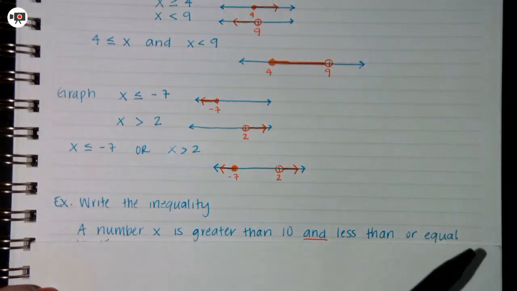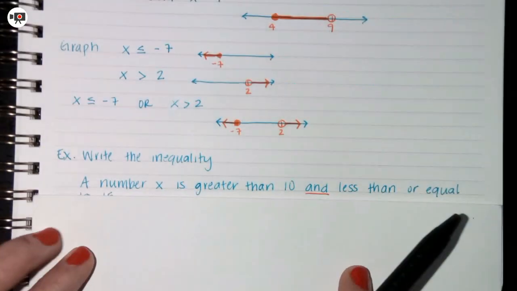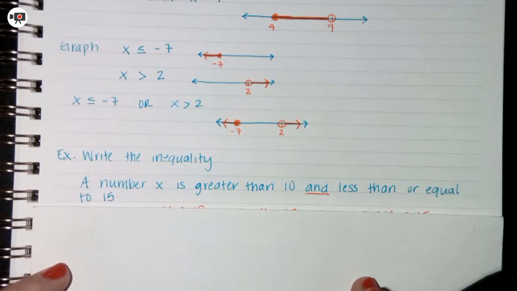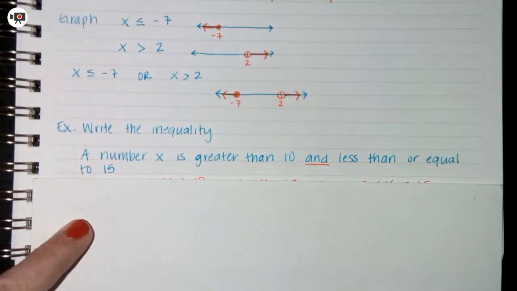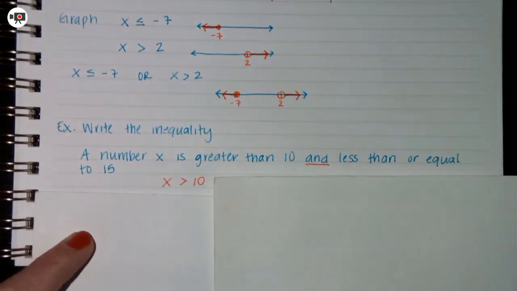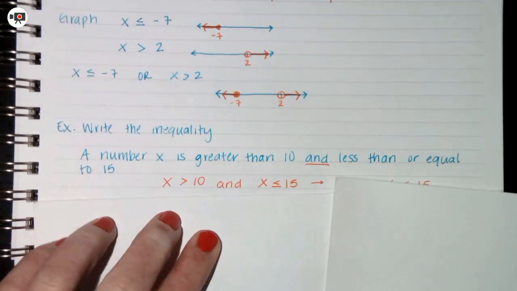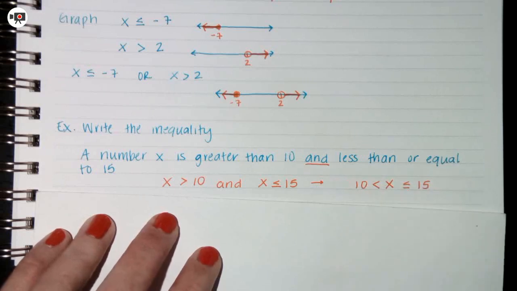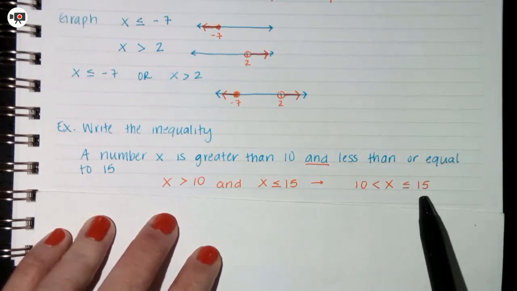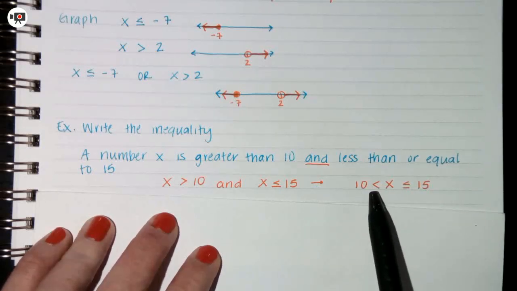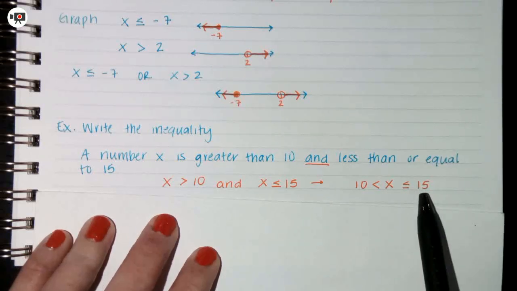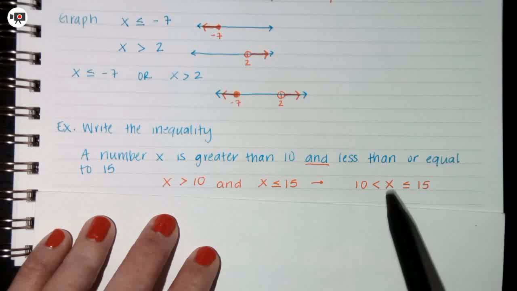Now if we write the inequality, given the words, we're going to say a number x is greater than 10 and less than or equal to 15. So x is greater than 10 and x is less than or equal to 15. I could rewrite this as one inequality where we have 10 is less than x is less than or equal to 15. We have x in the middle here.